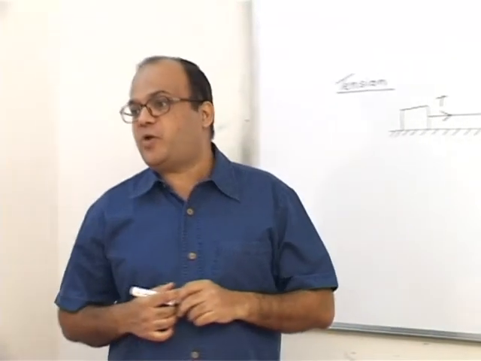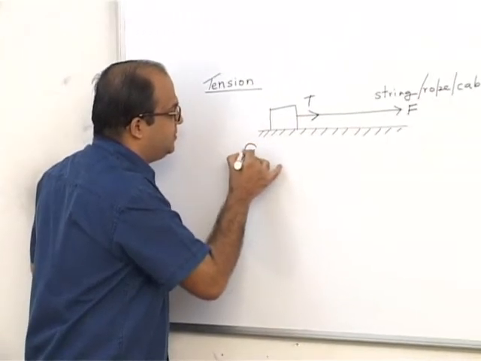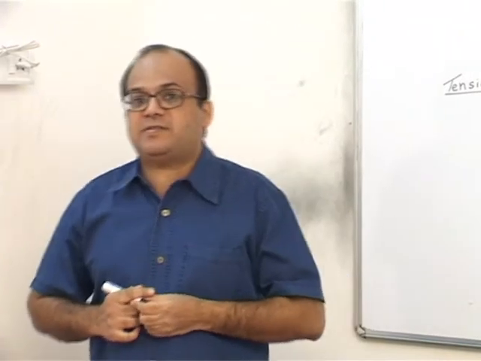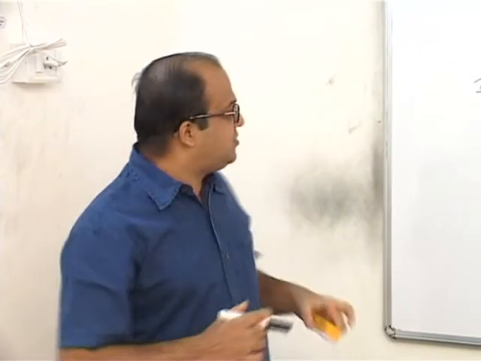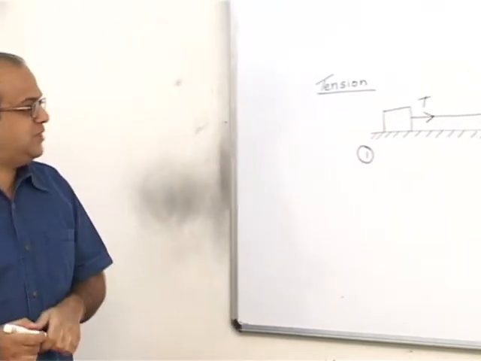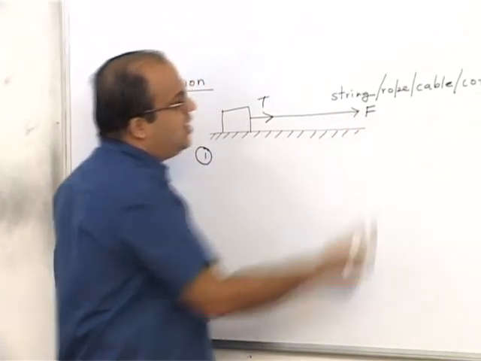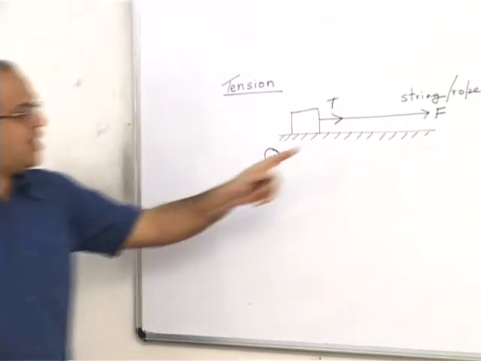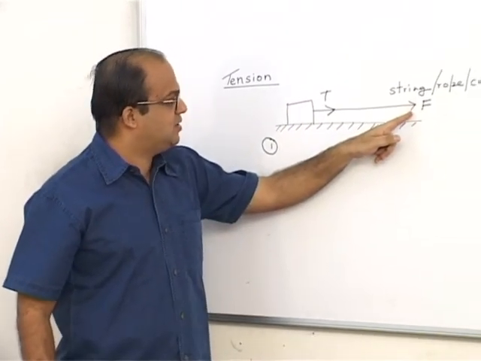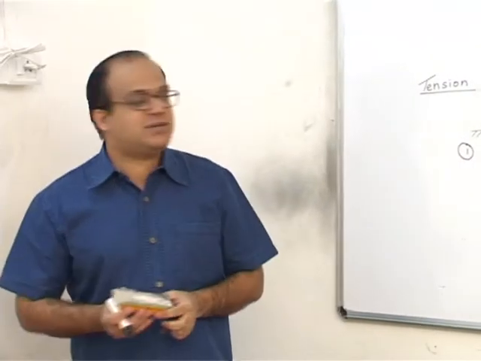Tension has some very important properties. First property: tension always acts away from the body under consideration. With a string, we can pull an object, but we cannot push an object. If I try to pull this block with the help of this string, I can easily do that. But if I try to push this block with this string, I will not be able to do that. So tension always acts away from the body under consideration.